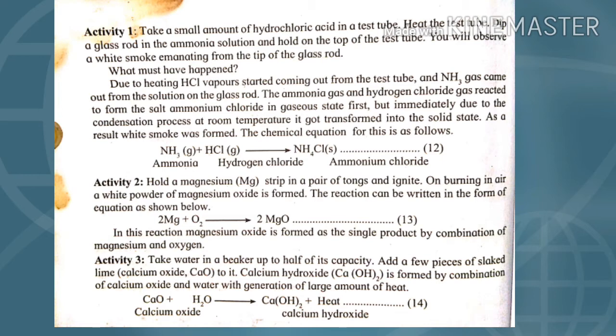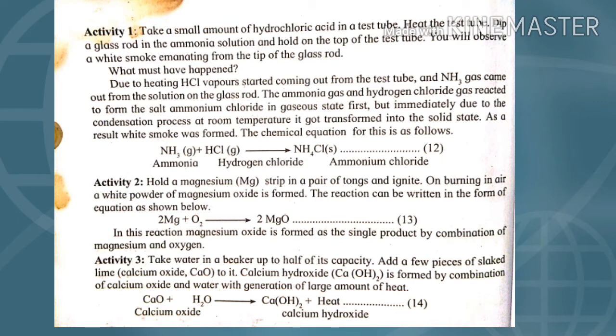Second example is magnesium burning in air. White powder of magnesium oxide is formed. Chemical reaction is 2Mg plus O2 gives 2MgO. Here the reactants are 2 and the product is 1.